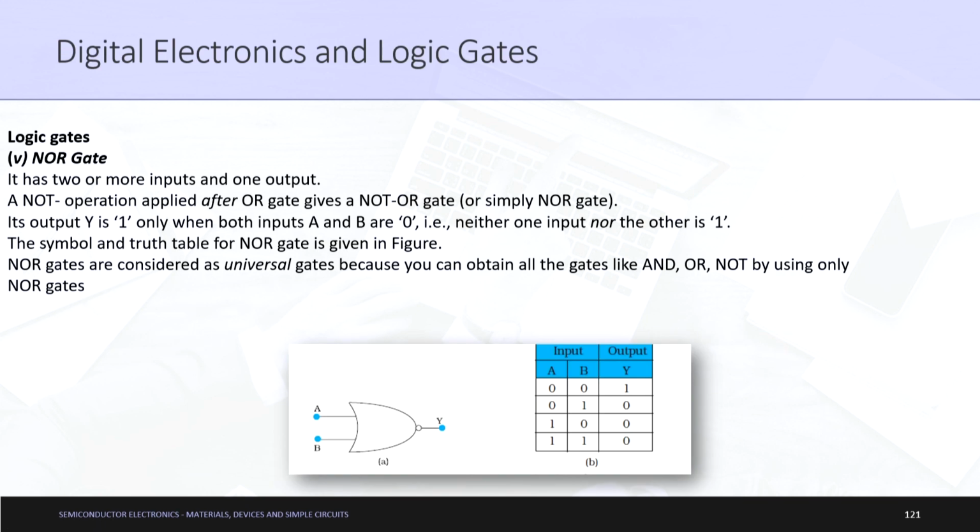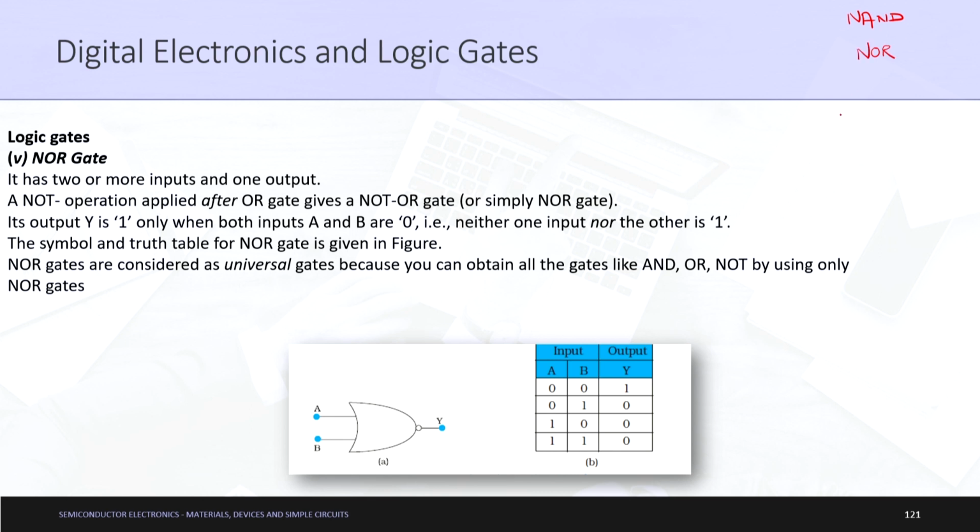Okay. Moving to the NOR gate. Again, understand this concept using the same concept which you understood for AND. So, what is basically NAND? N added to an AND gate. So, what will be NOR? NOR will be basically N added to an OR gate.